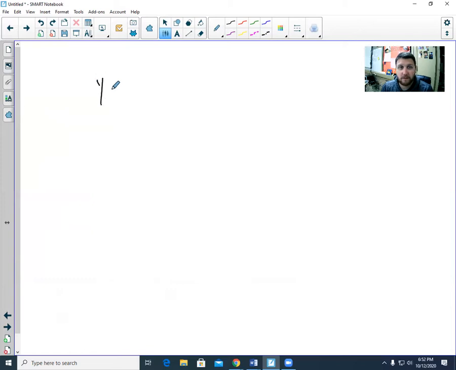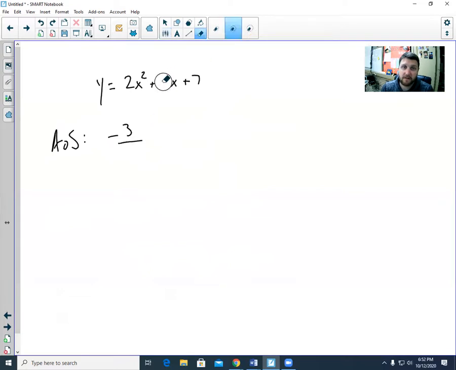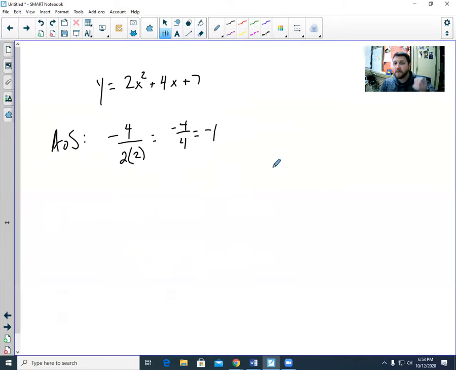So let's say I have the equation y equals 2x squared plus 3x plus 7. If I want to find the axis of symmetry, I'm going to do negative b, which is negative 3 over, and actually let me change this a little bit. I just made this up on the fly. Let's change it to 4. So it's going to be negative b over 2 times a, which is the same thing as negative 4 over 4, which is negative 1. So it tells me that my axis of symmetry is going to be at negative 1.